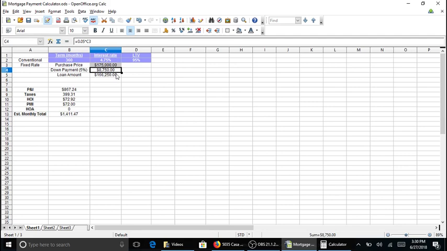We're not talking about closing costs, but there are closing costs associated with doing a loan, so keep that in mind. This is just showing you purchase price, down payment, and then the loan amount, which is your purchase price minus that down payment. So 166,250 is calculated or amortized for 30 years at 4.75 fixed rate.